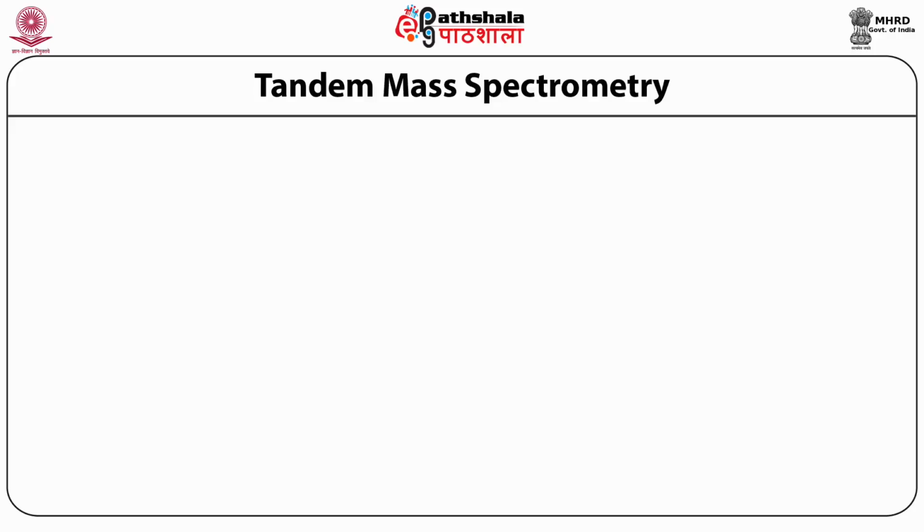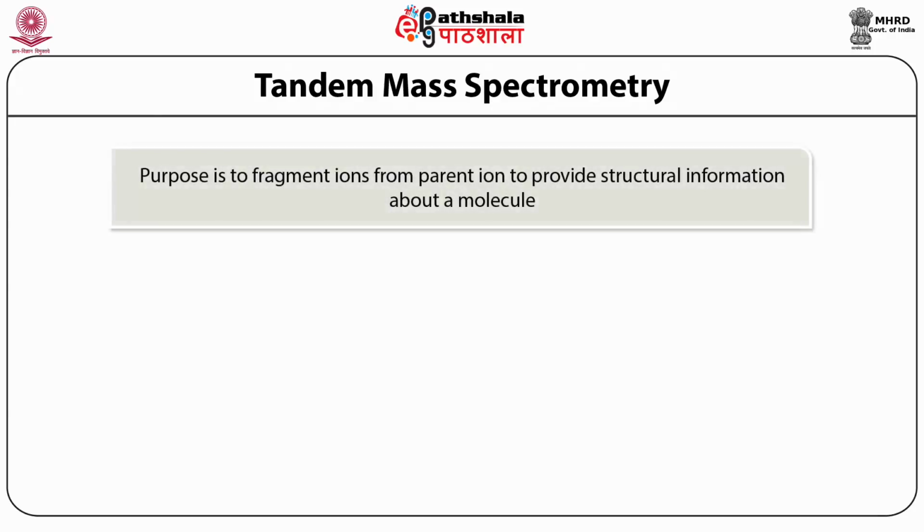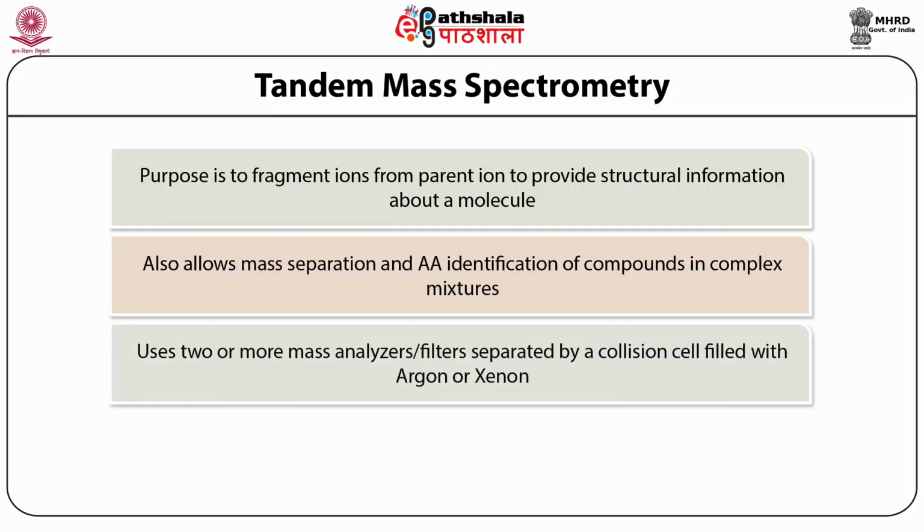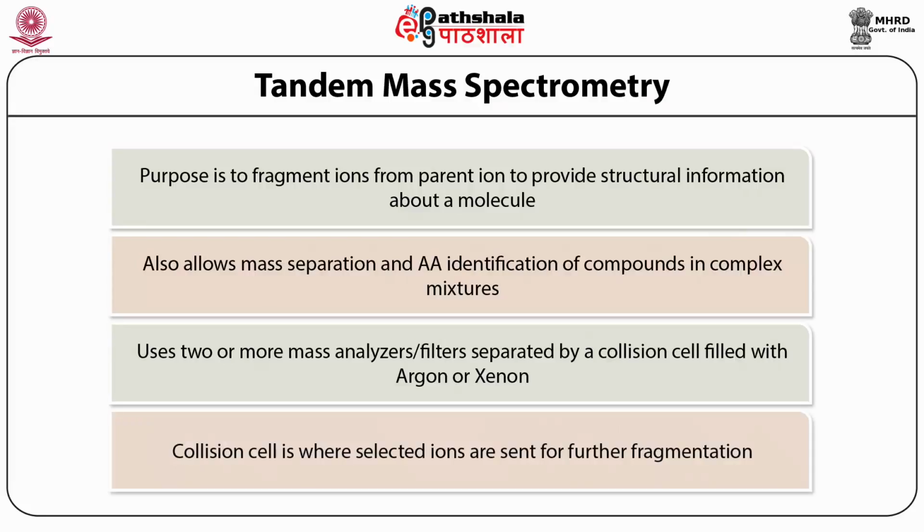Tandem mass spectrometry. Tandem mass spectrometry has the purpose of fragmenting ions from a parent ion to provide structural information about a molecule. It allows mass separation and amino acid identification of compounds in a complex mixture. It uses two or more mass analyzers which are separated by a collision cell filled with argon or xenon gas. The collision cell is where selected ions are sent for further fragmentation.